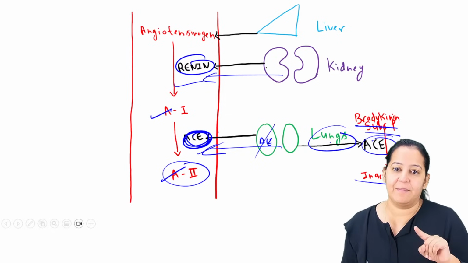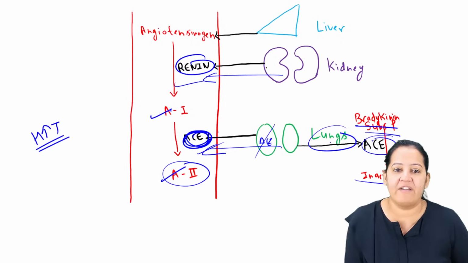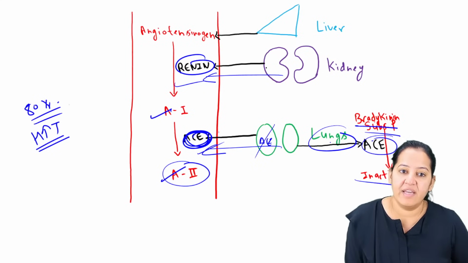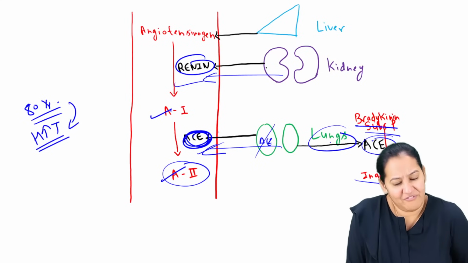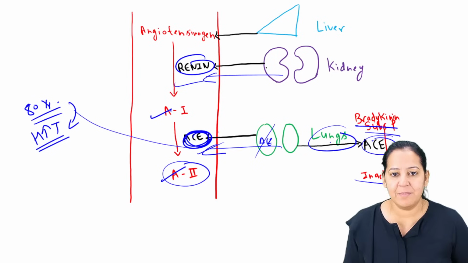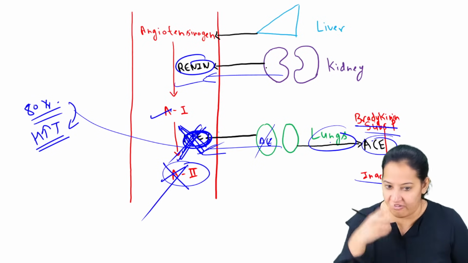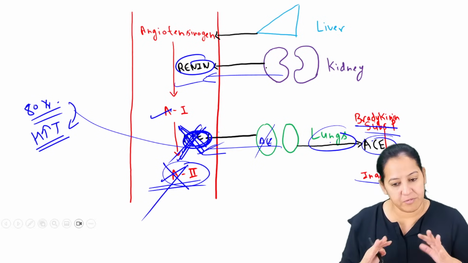So if we give ACE inhibitor, just suppose I'm having an old patient who is hypertensive in my clinic. Today I got a grandfather who is 80 years old and he is hypertensive. So the first drug I will give to this person is ACE inhibitor. If I give the ACE inhibitor, the ACE will be blocked. So angiotensin 2 will not form, 1 will not convert into 2 and 2 is not formed. The BP is maintained again.